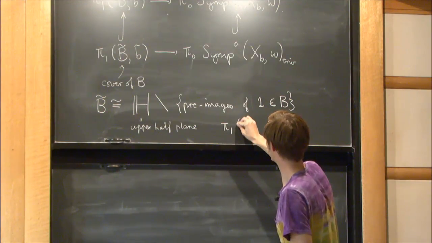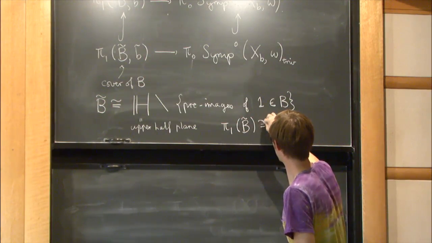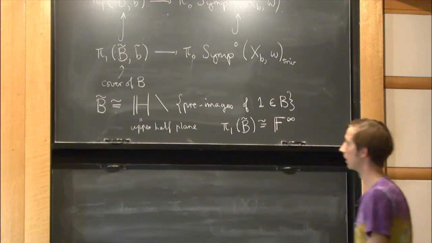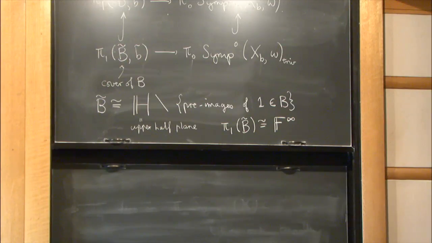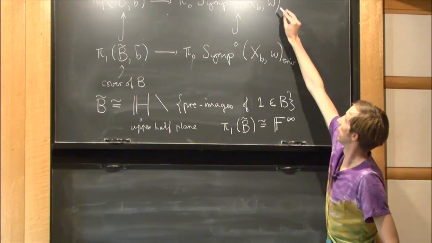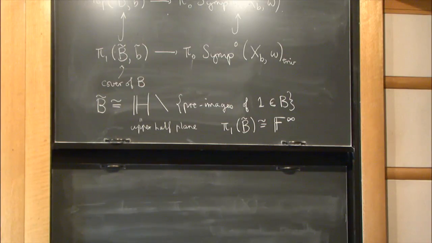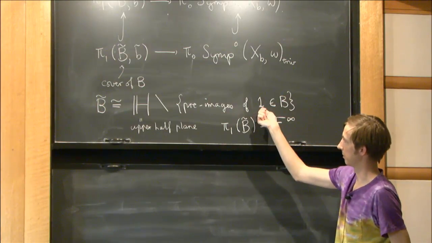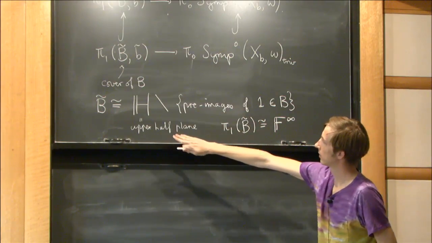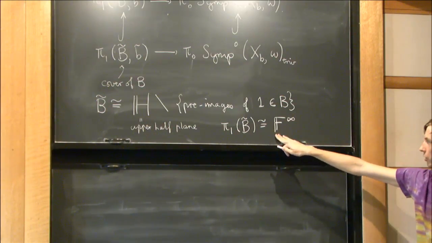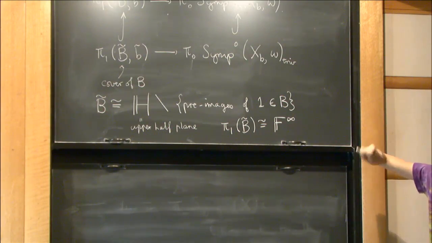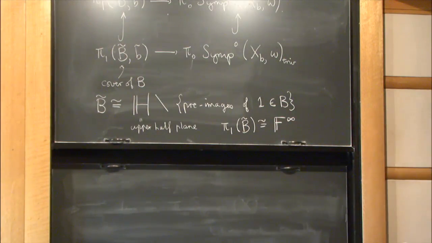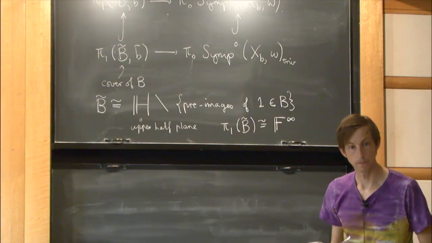So of course, you choose the cover corresponding to the map from here to automorphisms of cohomology. So of course, if we remove all the pre-images of 1, there are infinitely many. So the fundamental group of this B tilde is going to be a free group generated by loops going around each of these punctures that we remove. So this is an infinitely generated free group, countably infinitely.